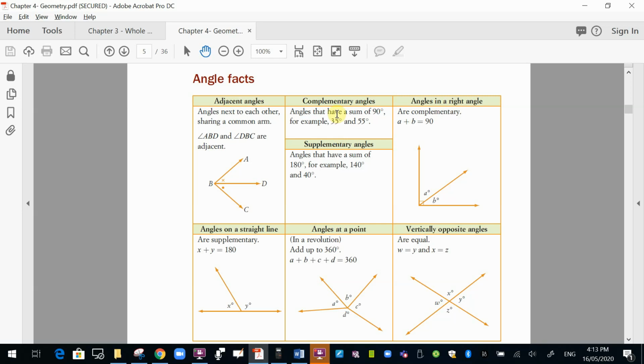Complementary angles are ones that add up to 90 degrees, and I like to think of them as making up a corner. C for corner, C for complementary, adding up to 90. Supplementary, S for supplementary, also S for straight line.